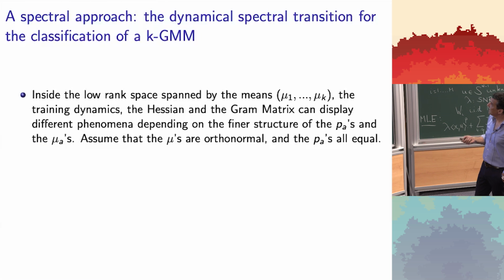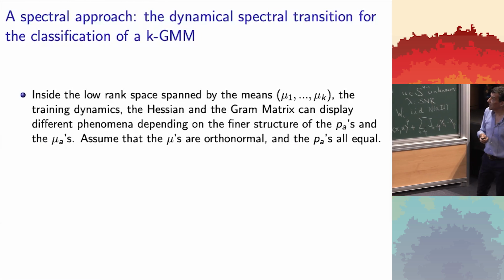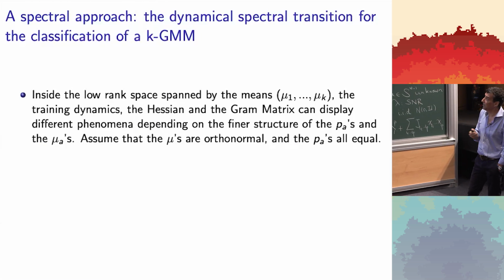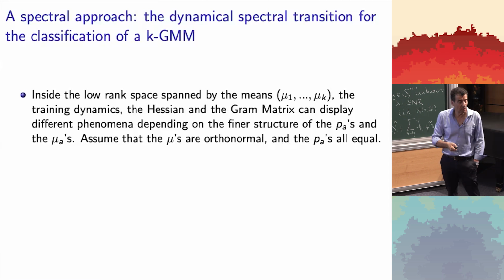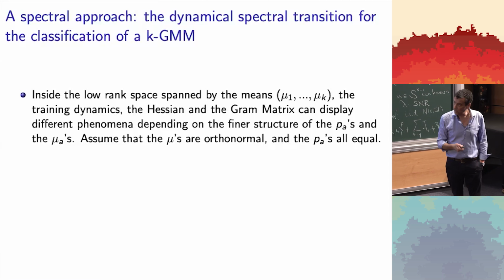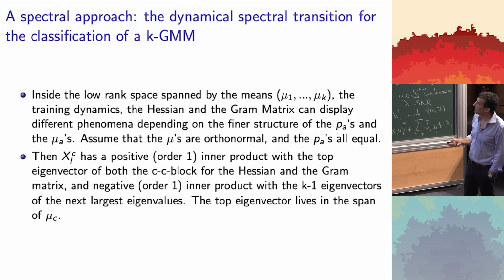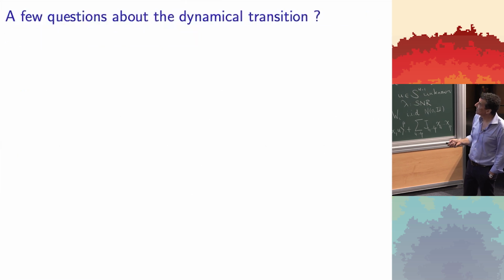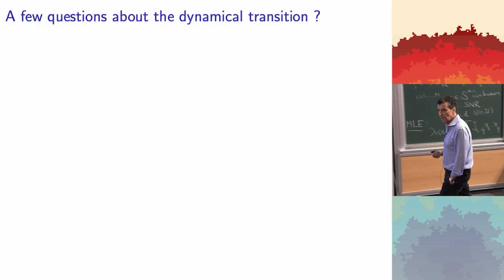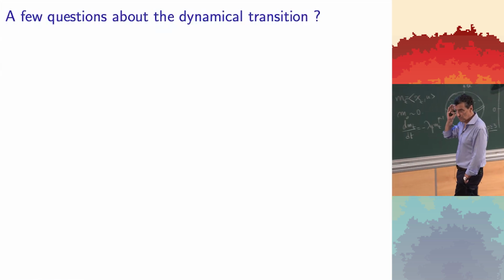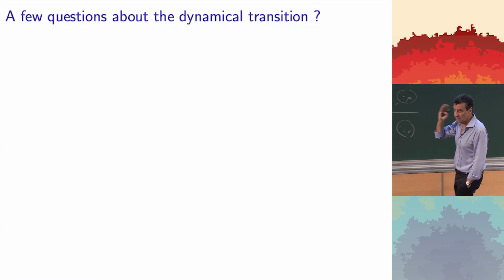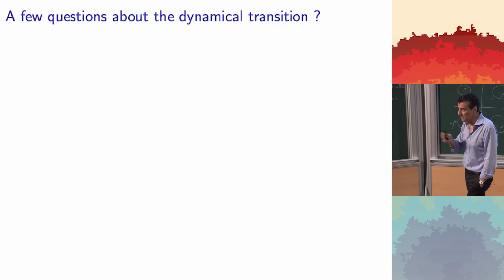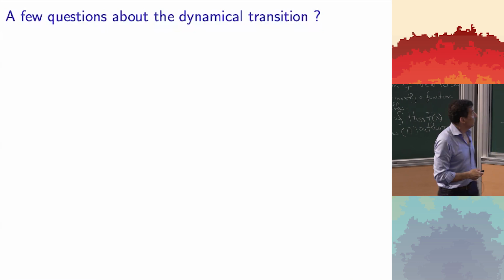But inside the low rank space spanned by this means, the training can be complicated, like we had in my XOR model with a lot of critical points and so on. But, okay, I will not spend time there. Let me just finish with this. So I'm just telling you, this abstract nonsense thing works in the case that was the initial motivation, which was classification of multi-Gaussian. So here are a few questions.